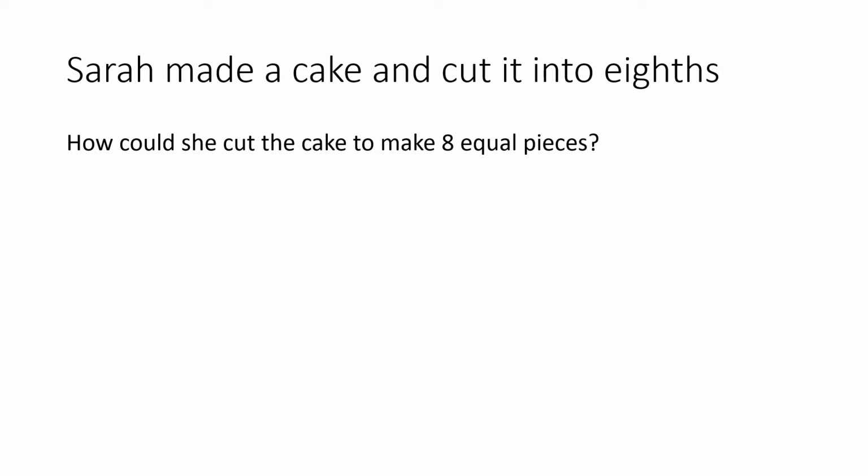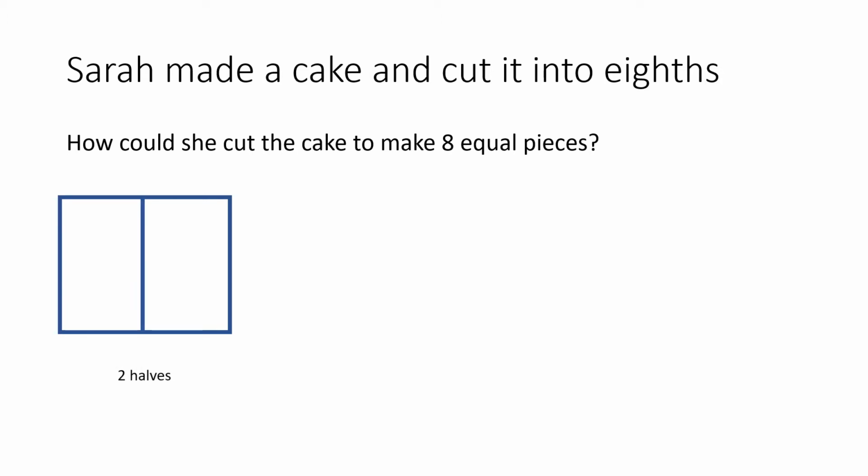Sarah made a cake and cut it into eighths. How could she cut the cake to make 8 equal pieces? First of all, she could cut it down the middle to get 2 halves, and then she could cut each of those in half to make 4 quarters, and then cut it across the middle to make 8 eighths.